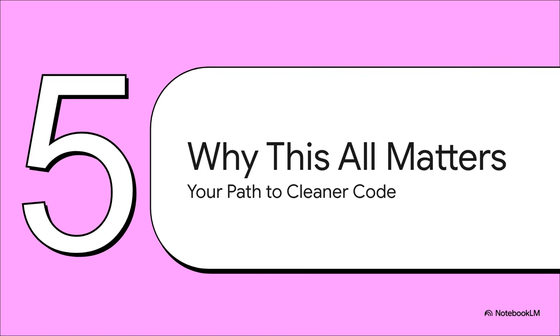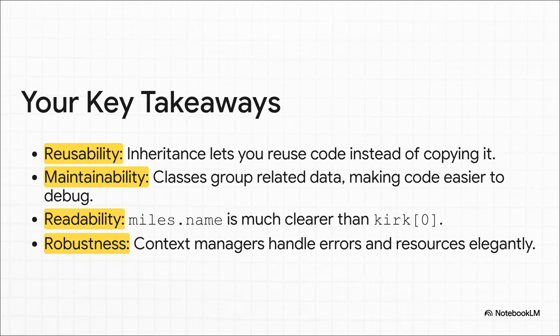Whew, okay. We have covered a ton of ground, from basic classes all the way to some pretty advanced Python features. So let's just take a breath and talk about the big picture. Why does any of this actually matter for your day-to-day coding? Look, at the end of the day, it all comes down to these four things. We want our code to be reusable, so we're not constantly reinventing the wheel. We want it to be maintainable, so we can fix bugs without headaches. We want it to be readable, because code is read far more often than it's written. And we want it to be robust, to handle errors gracefully. These tools get you there.